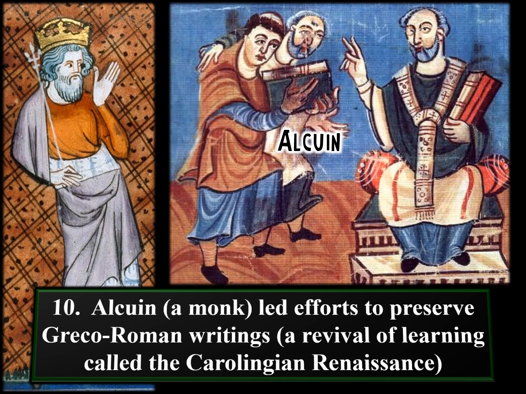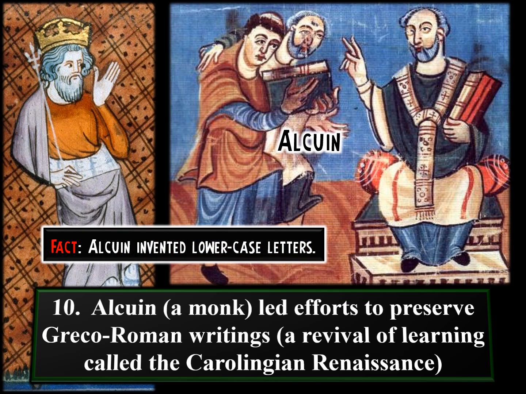And so most of the preservation of the Greco-Roman writings during this time period was done by those Islamic scholars in the Abbasid dynasty. Alcuin, however, did invent lowercase letters.